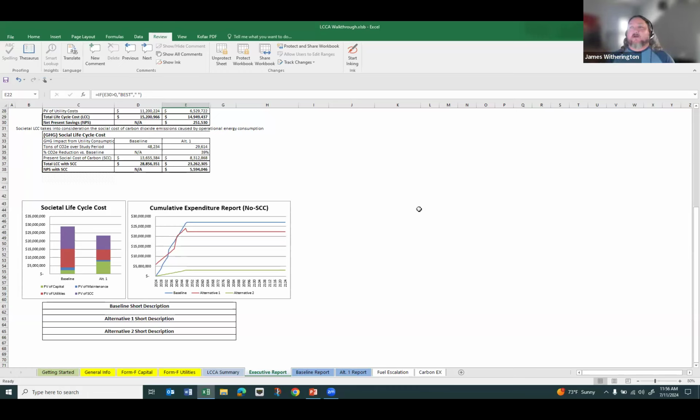Now, if it is something where there's a long 66-year payoff on it, providing that it is cost effective and it falls within the simple payback period, then it should be implemented and carried forward. But if not, then obviously it would not be included in LCCA. Okay, thank you. Yep.